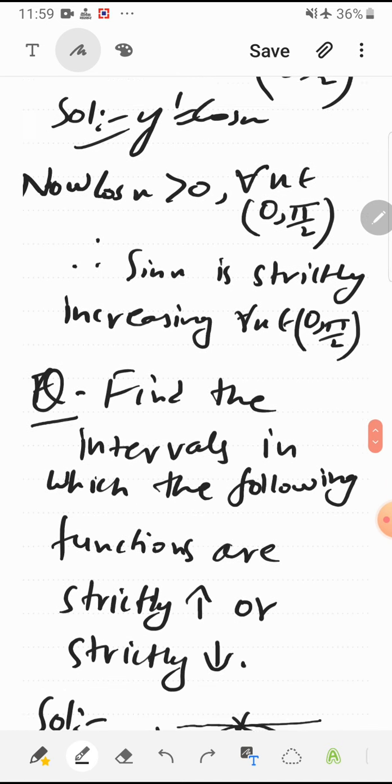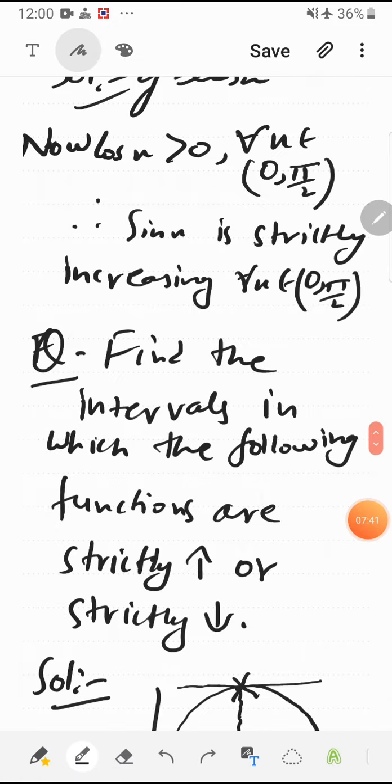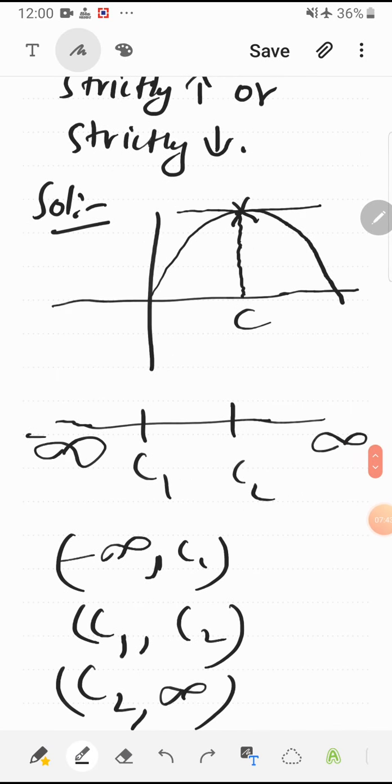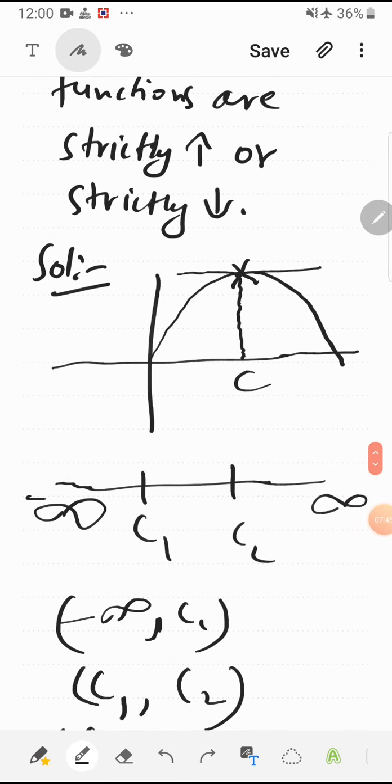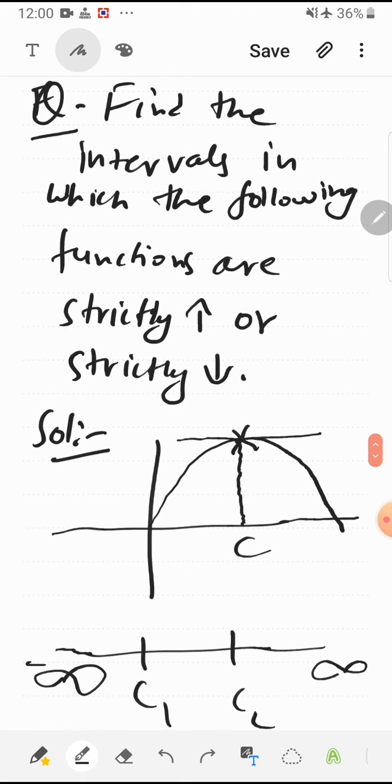Now sometimes they don't give us an interval, the question paper setter. They simply say find the intervals in which the function is increasing or decreasing. So let us do questions of such kind, where we have to find the interval from our side so that the function is increasing or decreasing.